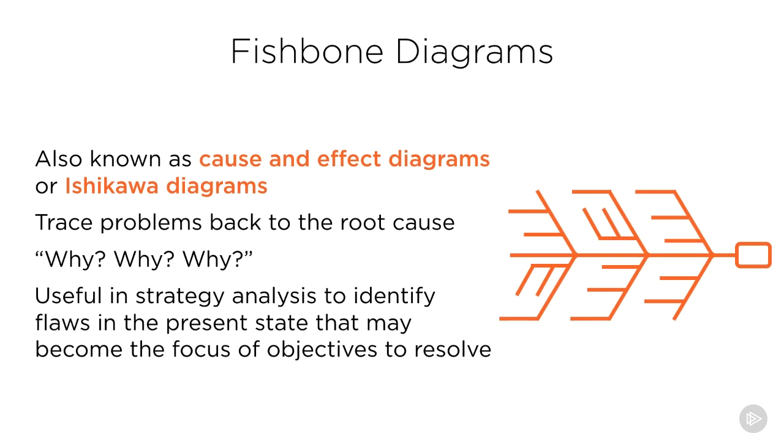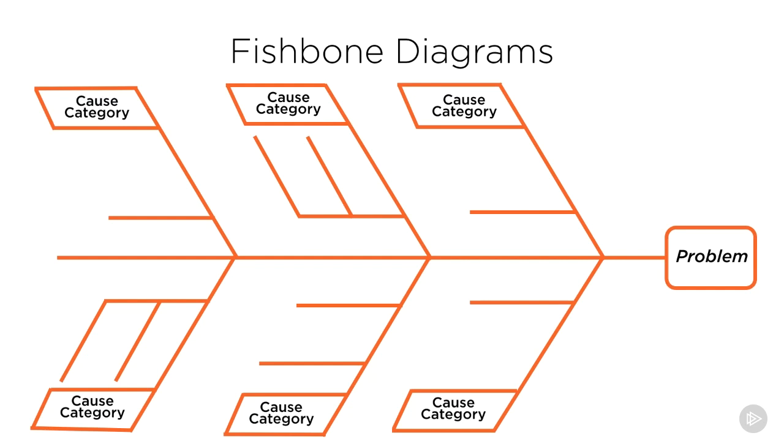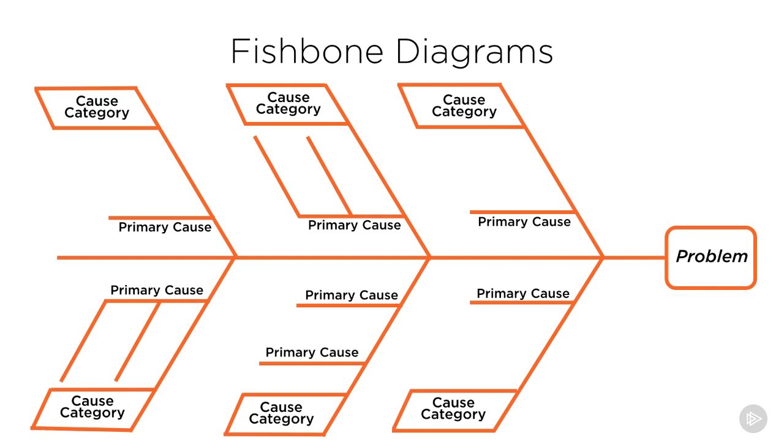Fishbone diagrams look like this, with a problem illustrated at the right-hand side, and a variety of cause categories found cascading off of this. Here, we can also have a number of stubs related to primary causes that we believe might be behind the problem that we're facing, and a variety of secondary causes that dig even deeper. Let's take a look at a specific example.